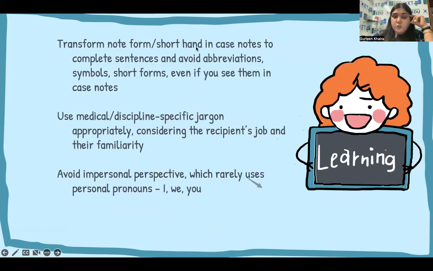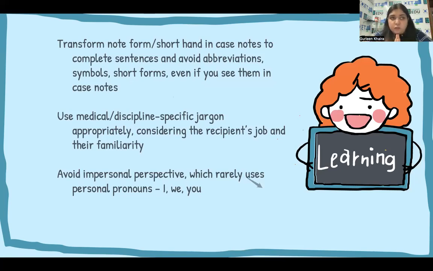Transform note form or shorthand in case notes to complete sentences, and avoid abbreviations, symbols, and short forms, even if you see them in the case notes. If you see an upwards arrow, that will be increased or elevated. Don't use an arrow, don't use it as it is from the case notes. So any symbols, you transform them, you use a word for them.